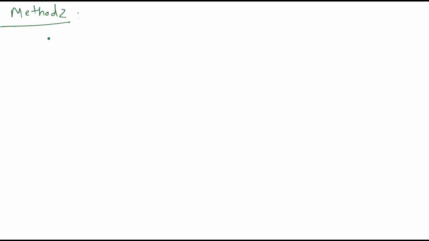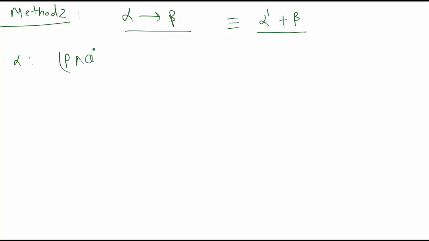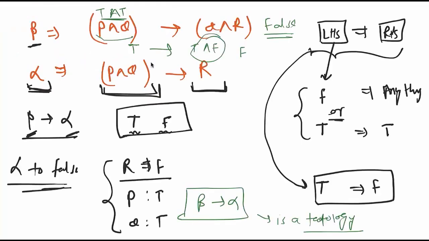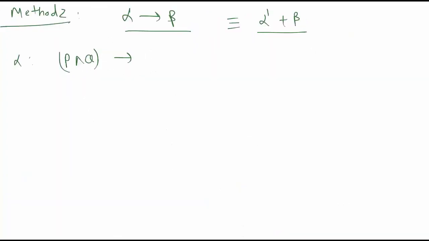See, in method two, what we are going to do, we are going to apply a simple formula where if alpha imply beta, then this is equivalent to alpha prime plus beta, right? That we already know. Now, let's see with our question, what is alpha? Alpha is P and Q imply R, right? This is alpha. P and Q imply R.